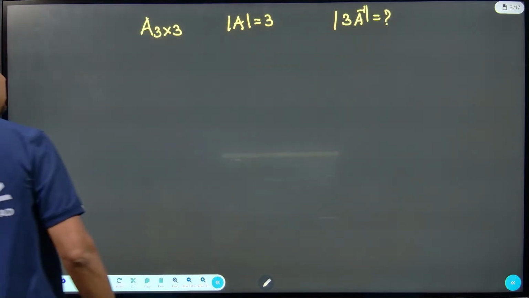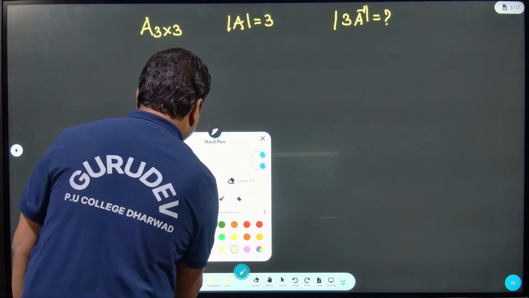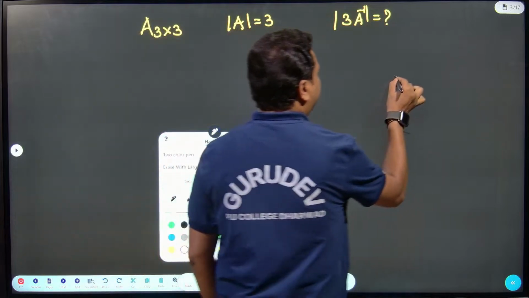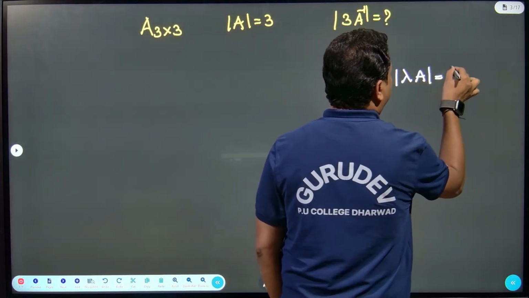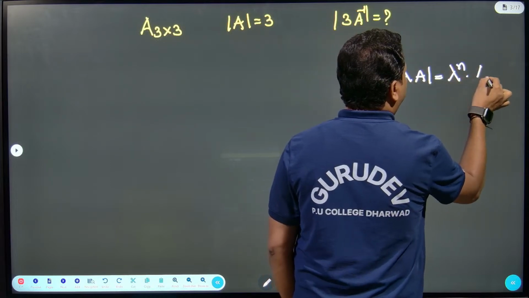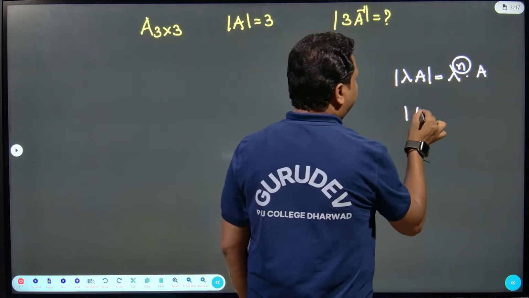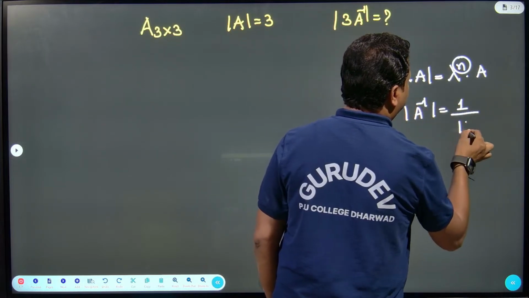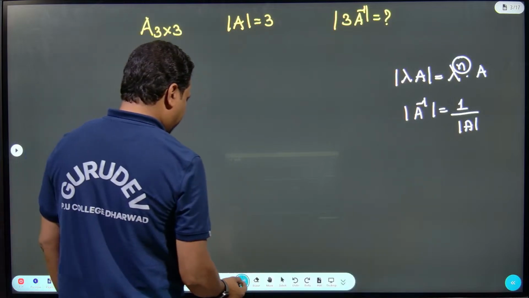So for this particular question, now I will recall two important identities. I hope you remember this. Which are the two important identities? The first identity is determinant of lambda into A is always equal to lambda to the power n into determinant of A, where n defines the order of the matrix. And what is determinant of A inverse? Is it always equal to 1 divided by determinant of A? That's it. Clear.